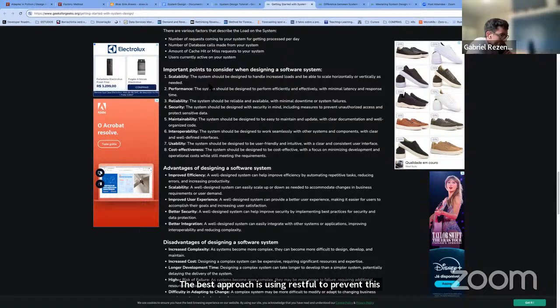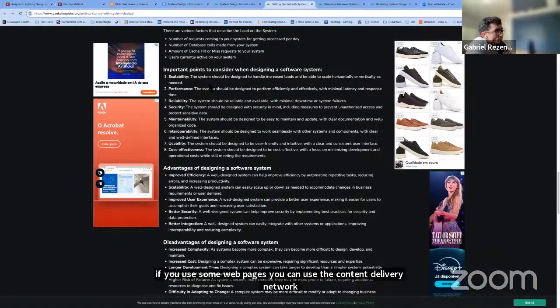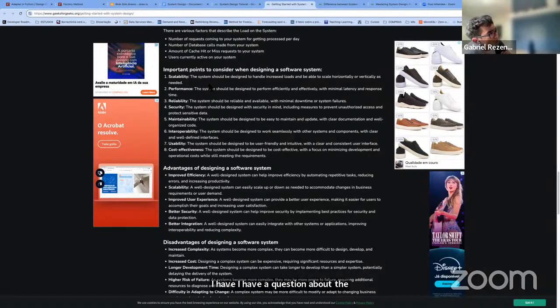If you use web pages, you can use a content delivery network. There are many ways to scale. Good point. I have a question about horizontal and vertical scaling. What is the concept behind them? How can I improve vertically, and how can I improve horizontally?